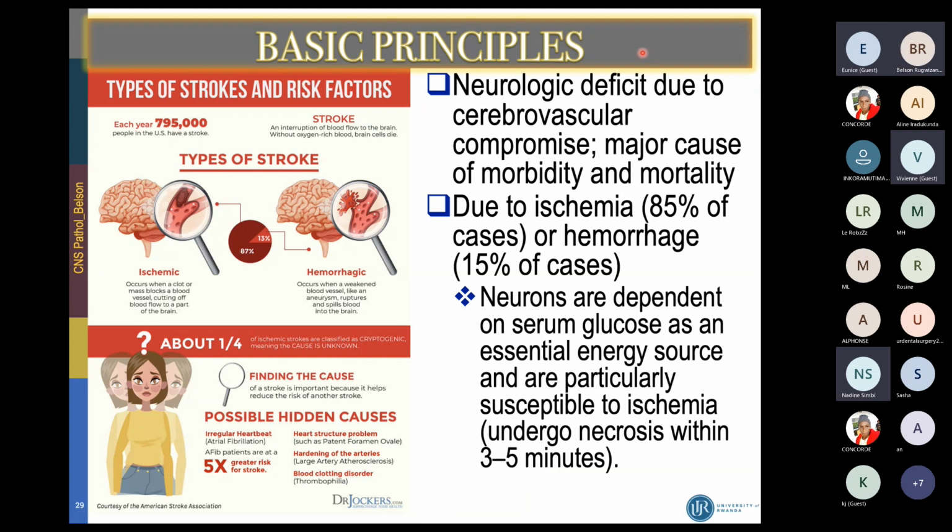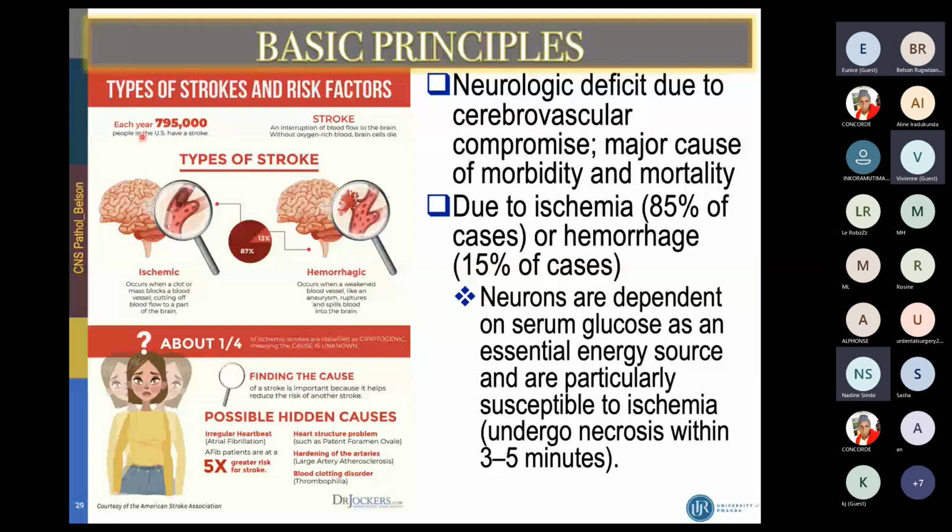So cerebrovascular diseases are neurologic deficits due to cerebrovascular compromise, a major cause of morbidity and mortality. It is due to ischemia in 85% of cases and hemorrhage in 15% of the cases. So neurons are dependent on serum glucose as an essential energy source and they are particularly susceptible to ischemia because they will undergo necrosis within 3 to 5 minutes. I explained this before.